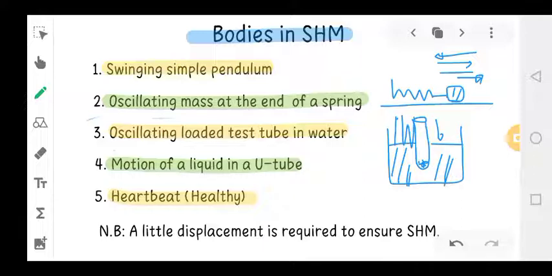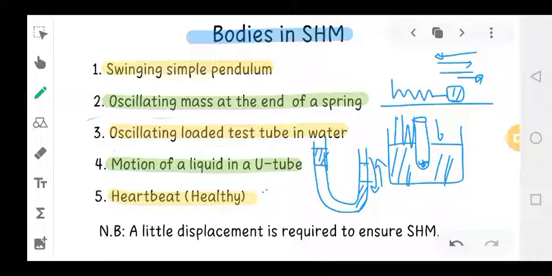So we also have motion of a liquid in a U-tube. If you have a liquid in a U-tube and you bend it a bit, in such a way that the water level rises here and decreases here, then when you balance it back, the liquid in the U-tube will also perform simple harmonic motion.